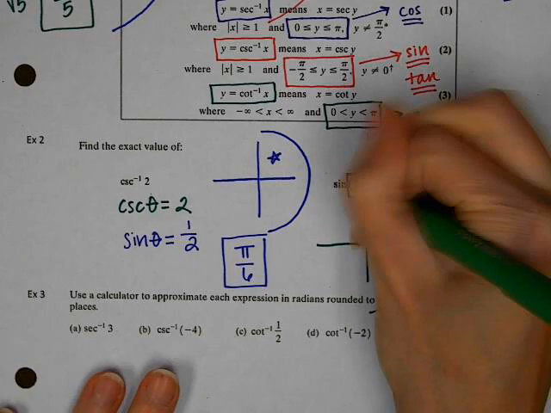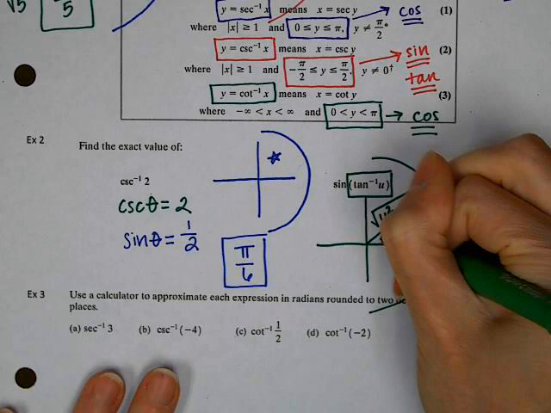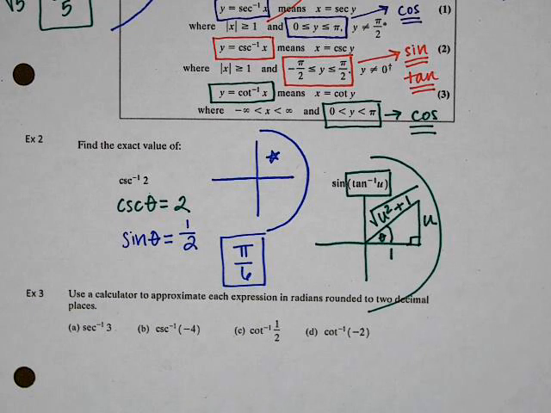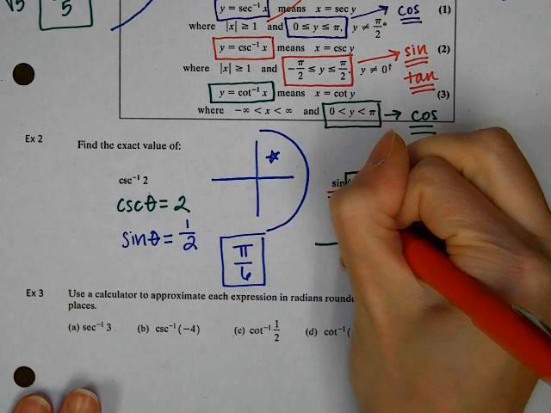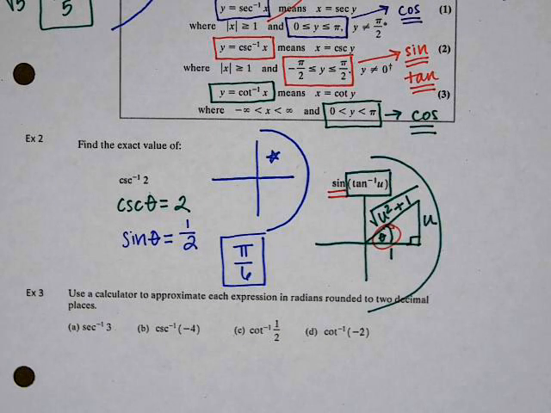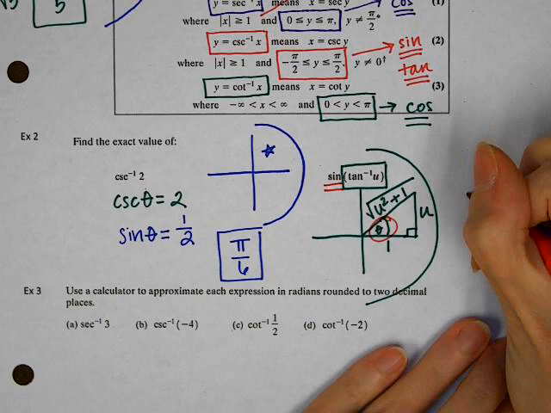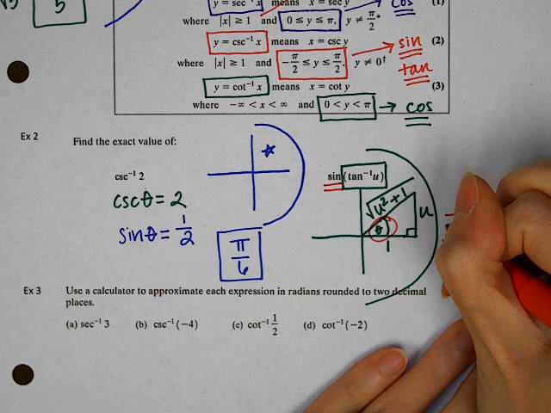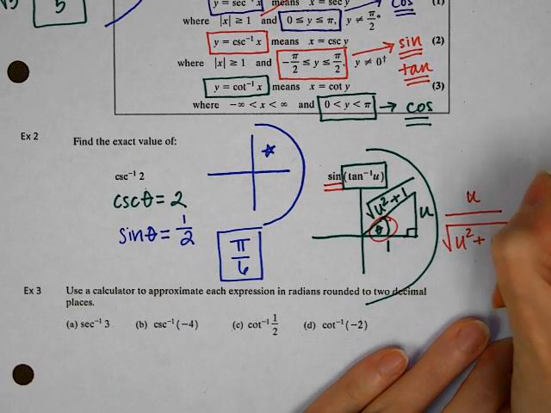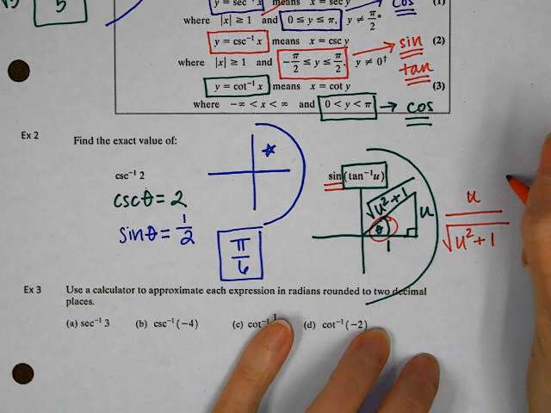Okay, and then this inverse function is giving us theta. But let's look to the outside. We want the sine ratio at angle theta. And sine is O over H. So that would be u over square root of u squared plus 1. Okay, that would be your answer.